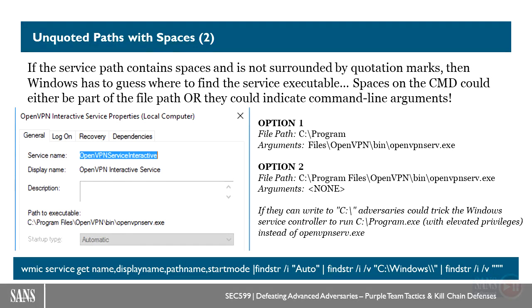What's the danger here? If an adversary could write to C:\, they could put, for example, C:\Program.exe there, and then of course restart the machine. What happens when the OpenVPN service starts? It will execute C:\Program.exe. Very simple, very stupid little trick, often quite effective.